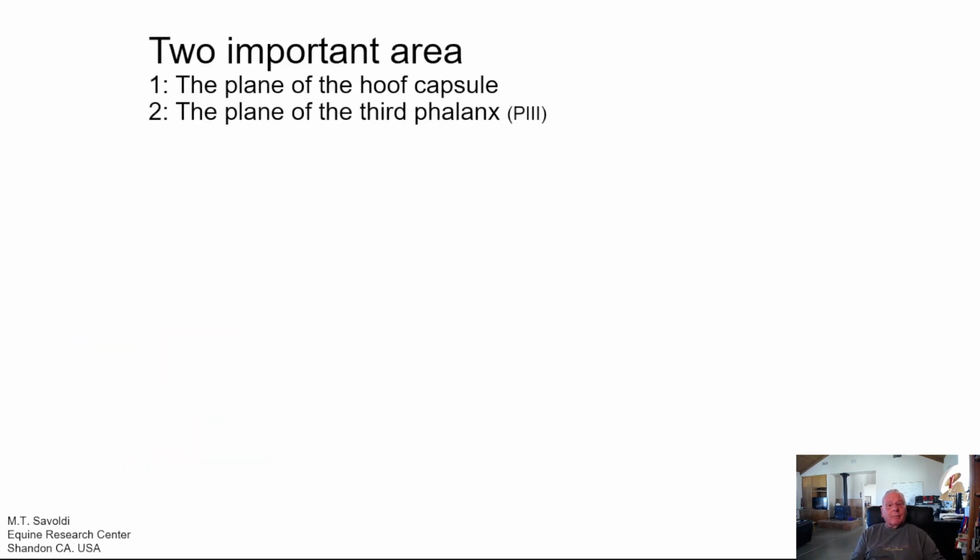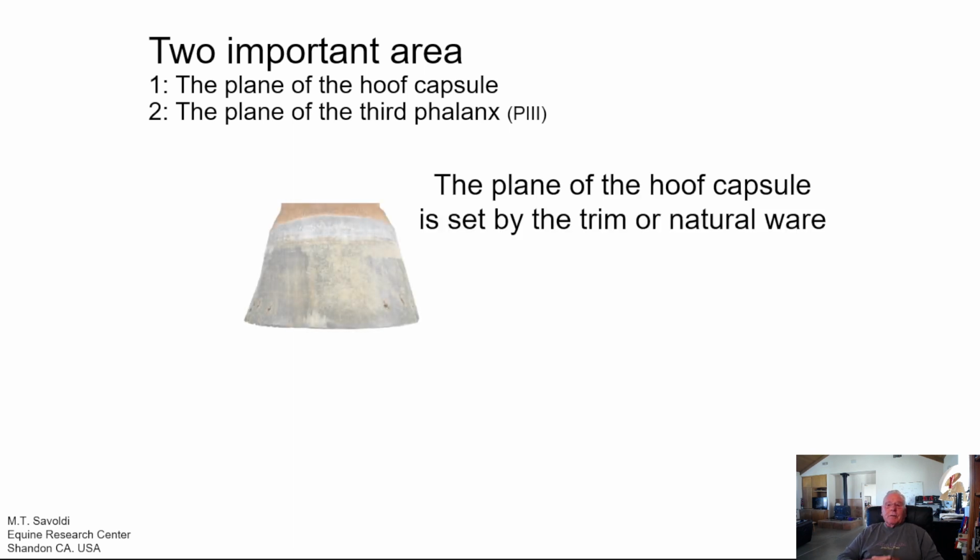So let's talk about 2 very important issues with the foot that everyone should understand thoroughly, because it'll be a great aid in reading radiographs and things like that. And that's the plane of the hoof capsule and the plane of the third phalanx. So the plane of the hoof capsule is set by the trim or natural wear. So keep that in mind, because horses cannot control how their feet wear. I've heard many times people say the foot should be trimmed the way it wears.